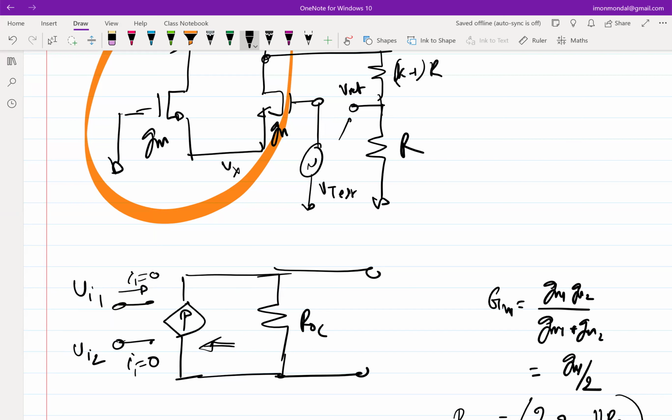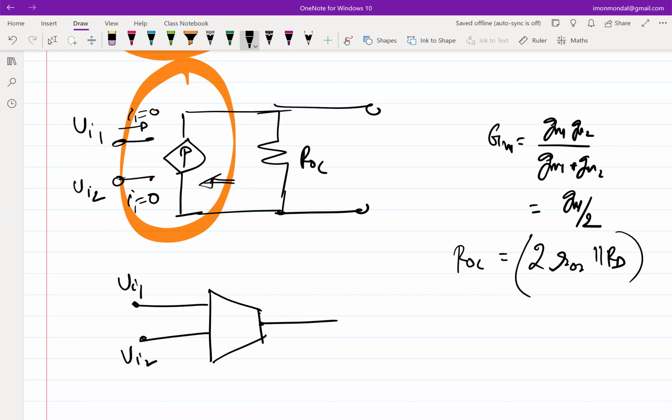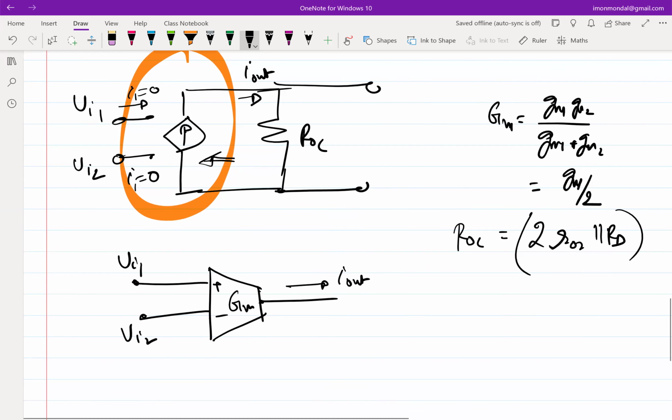Okay, so there is a symbol which is widely used to represent this structure, and that symbol is similar to an amplifier. Let's say this is I out, and we call this GM. This is plus, this is minus. So this is called a transconductor.